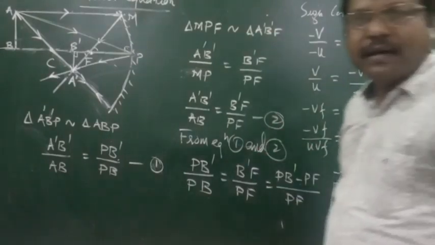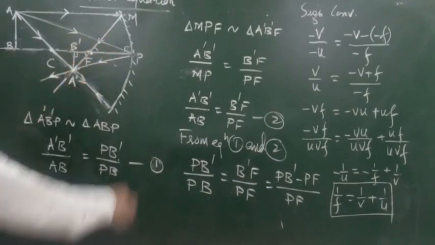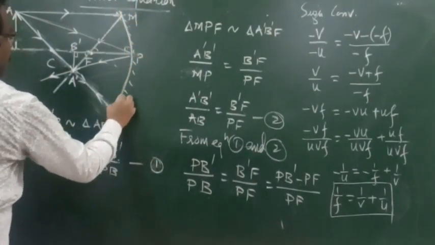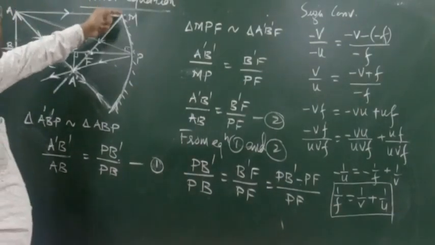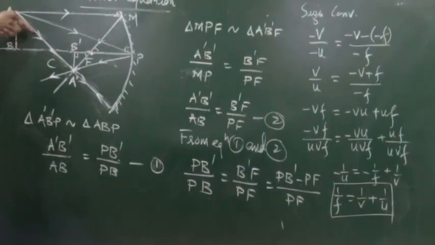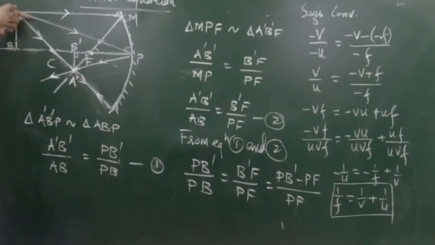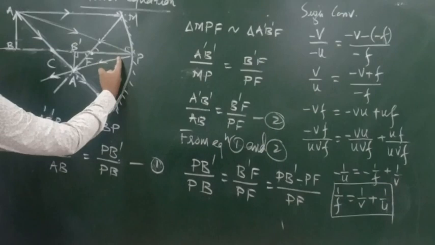So repeating it very quickly. You have a concave mirror, in front of which you have taken an object AB beyond C, between infinity and C. A ray which is incident parallel at M will pass through the focus. A ray which is incident along the center of curvature would retrace the path. And a ray which is incident at P at a certain angle I would be reflected at the same angle I.